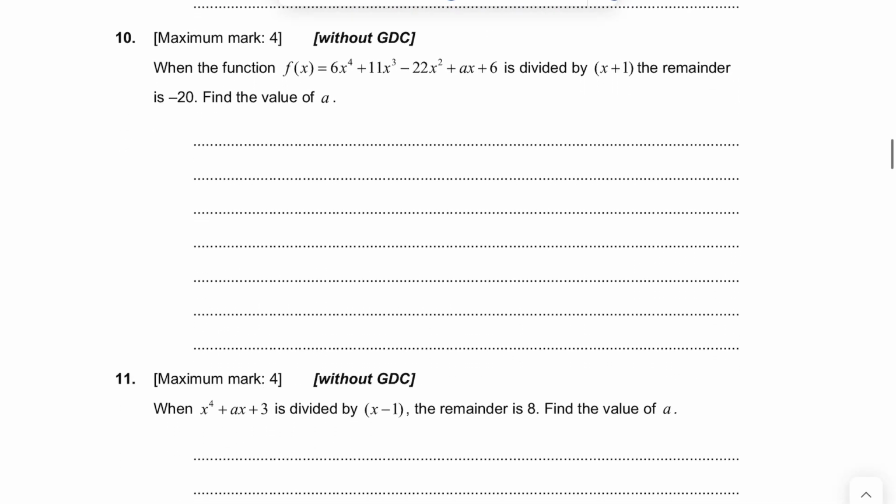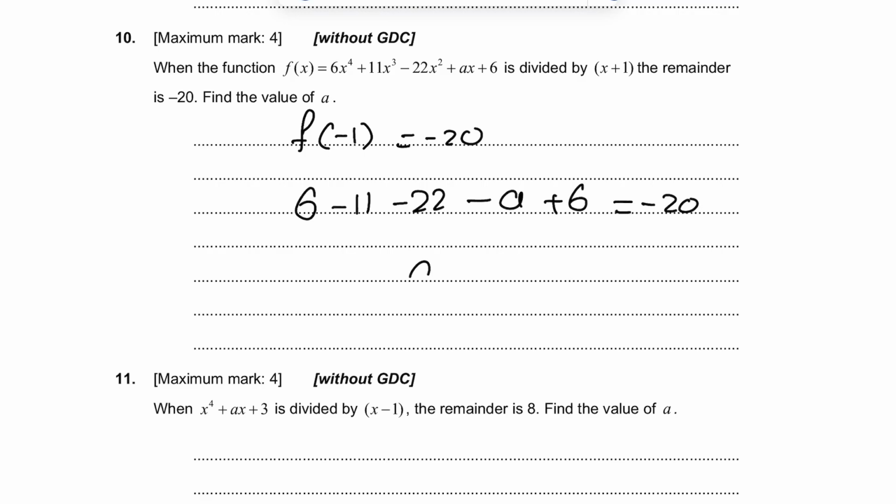Question number 10. When the function f of x is divided by x plus 1, the remainder is negative 20. So f of negative 1 equals negative 20. So 6 minus 11 minus 22 minus a plus 6 equals negative 20. So a equals negative 1.